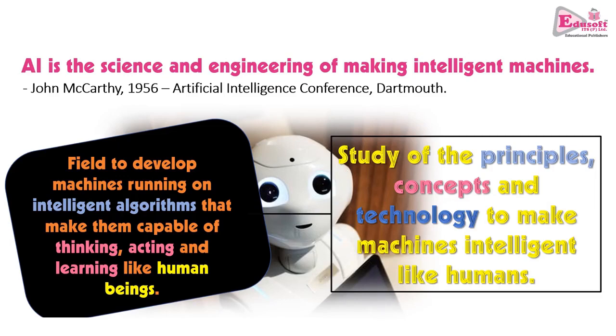Those machines are able to learn from what they process. So artificial intelligence can also be said to be the study of the principles, concepts, and technology involved in making intelligent machines, machines which function like humans, which think like humans, which can learn from the data they are fed, which can learn from the processing of the data, and upgrade their algorithm so that they are more intelligent than they were earlier. This is the prime focus of the field of artificial intelligence.